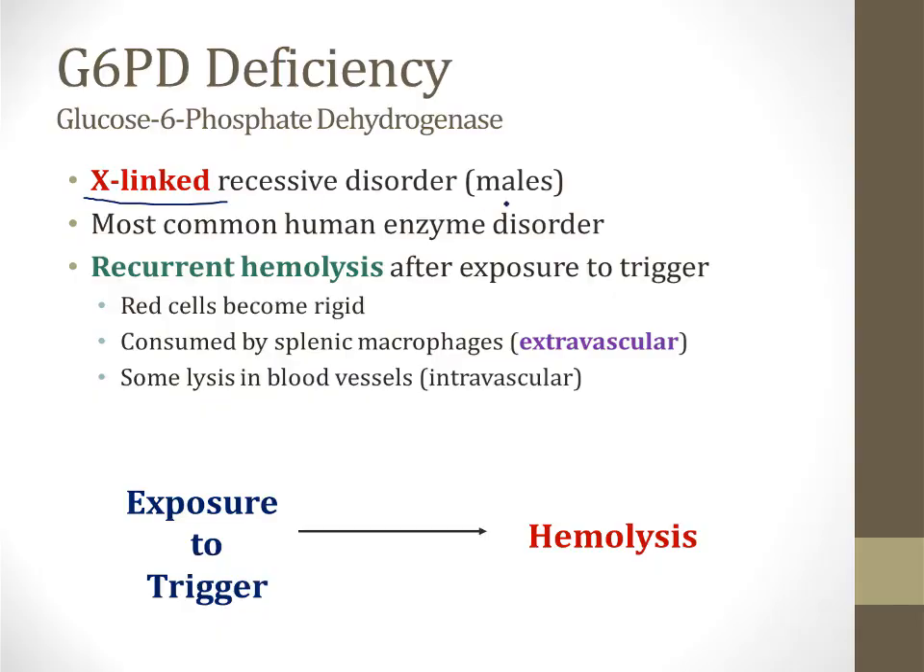This is an X-linked recessive disorder, so it's more common in males. It's the most common human enzyme disorder, although overall it's still relatively rare and you won't see it that frequently. It results in recurrent hemolysis after exposure to one of the classic triggers.